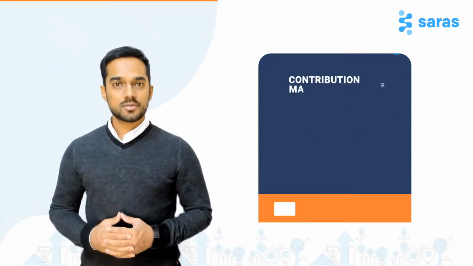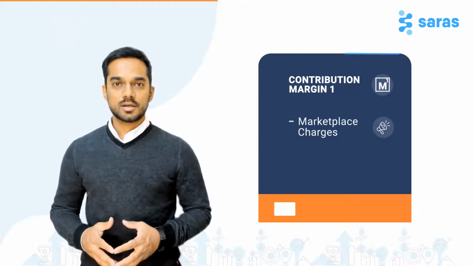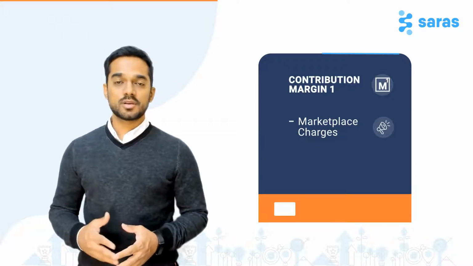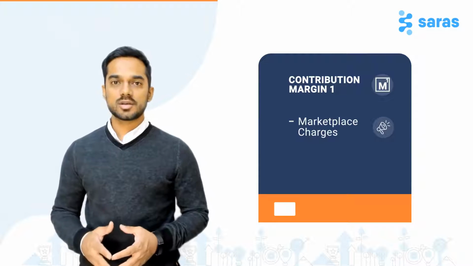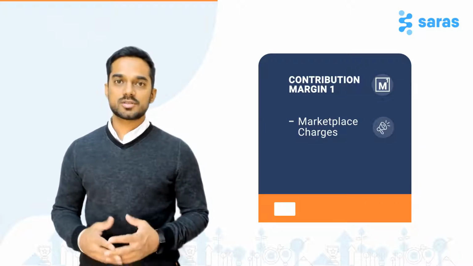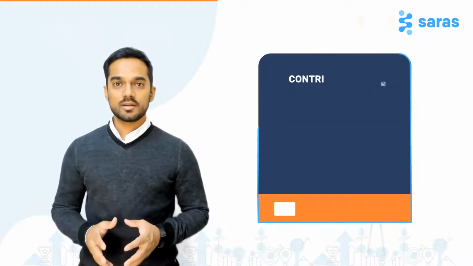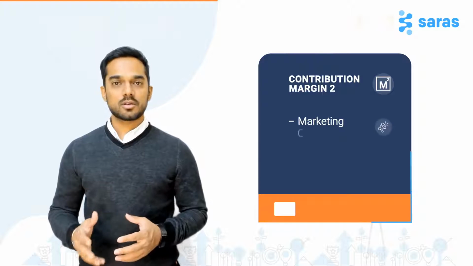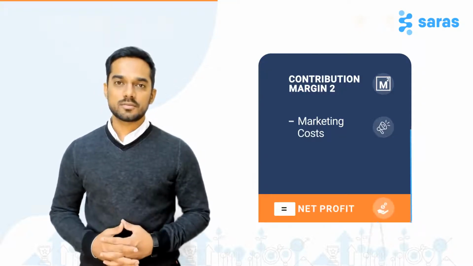From your contribution margin 1, you remove all the marketplace related charges such as Amazon commission, marketplace fees, FBA fulfillment fees, warehouse handling, damage handling charges, promotion reimbursement charges, and so on. And you arrive at your contribution margin 2. And finally, from your contribution margin 2, you subtract your marketing or advertising costs to arrive at your net margin or net profits.